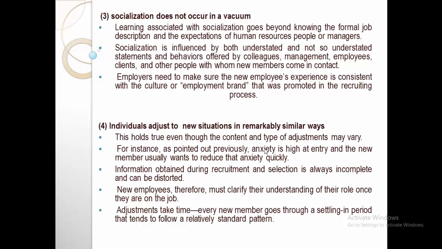Almost all individuals try to adjust themselves to the new organization. So the fourth assumption is that individuals adjust to new situations in remarkably similar ways. This holds true even though the content and type of the adjustment may vary. For instance, as pointed out previously, anxiety is high at entry. The new member usually wants to reduce that anxiety quickly. And that anxiety, as discussed in the previous slide, is due to the new environment, new colleagues, new challenges. So socialization reduces this type of anxiety.